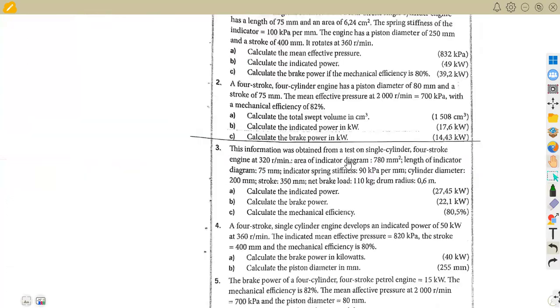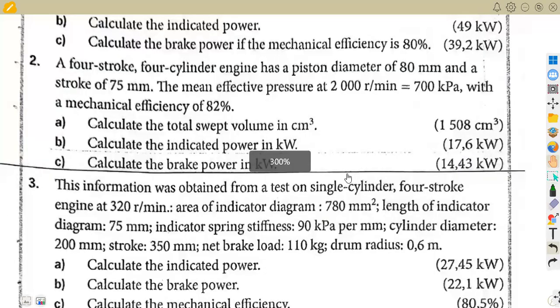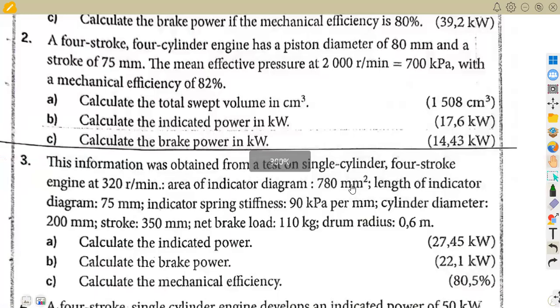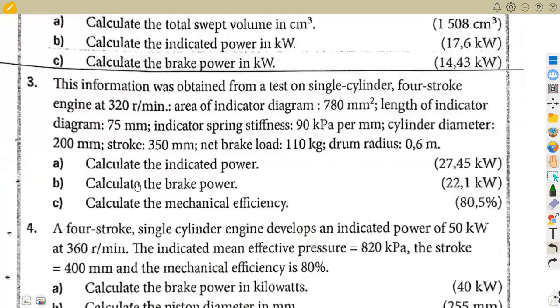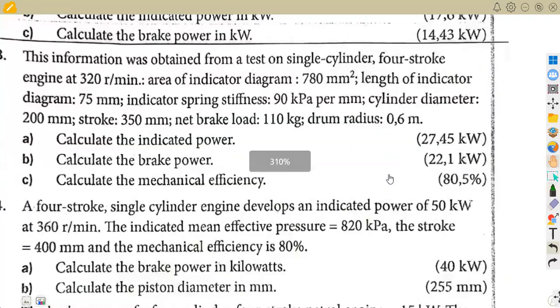Then I want us to consider another part that is called the indicator diagram. It was question number 3. Question number 3, we are given this information.